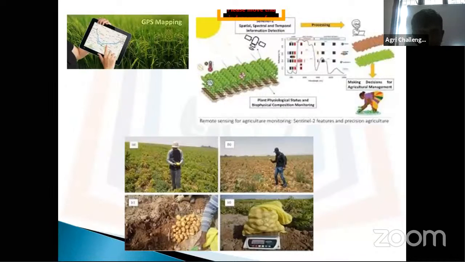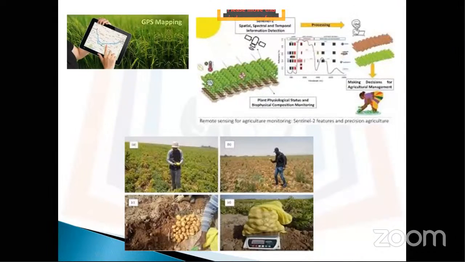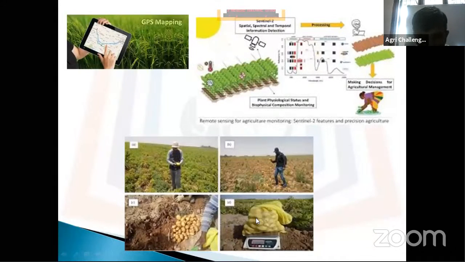Remote sensing? Yield monitoring, yield mapping. Simply they are mapping the yield. This is manually they are yield mapping. They are monitoring the yield, yield mapping.